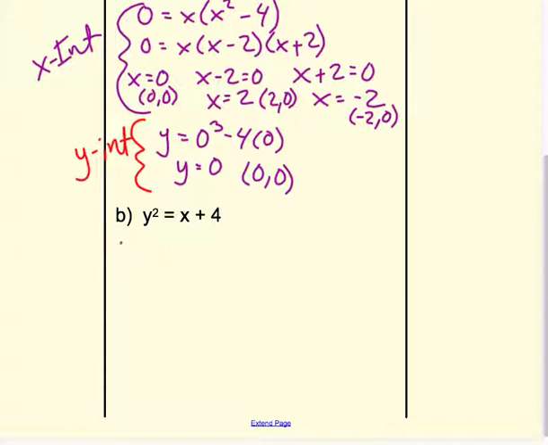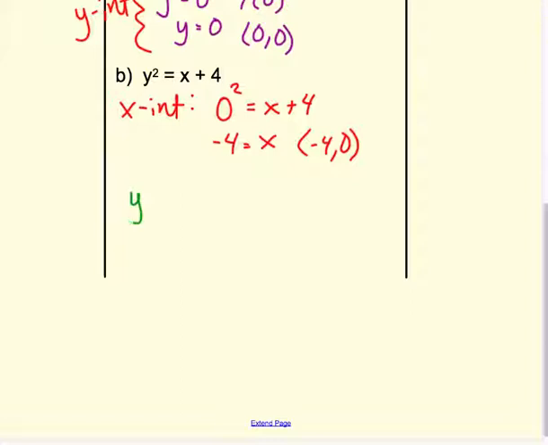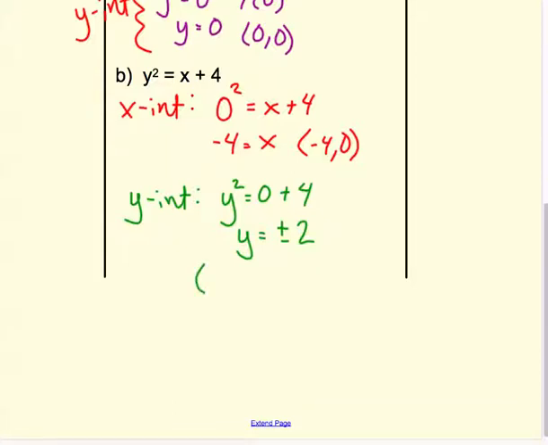So let's take a look at what happens when we solve for our x-intercept. Substitute 0 for y to solve for x. Subtracting 4 from both sides, we get the x-intercept of (-4, 0). Solving for our y-intercept, we substitute 0 for x to solve for y, taking the square root of both sides. Remember, there's always two possibilities when you take a square root. Negative 2 squared gives you 4, the same as 2 squared gives you 4. So this time we have two y-intercepts: (0, 2) and (0, -2).